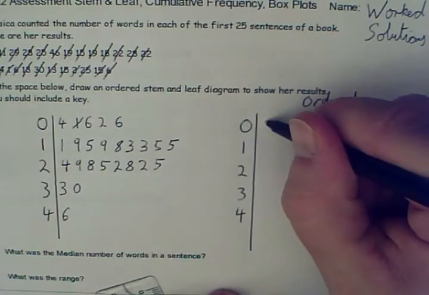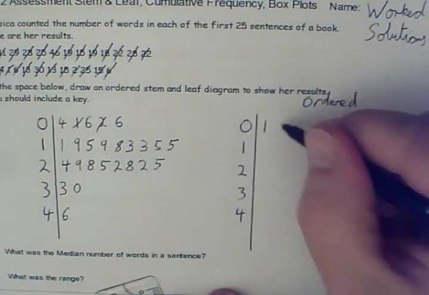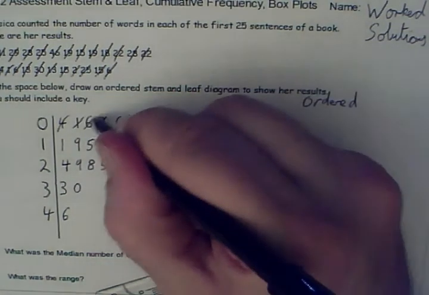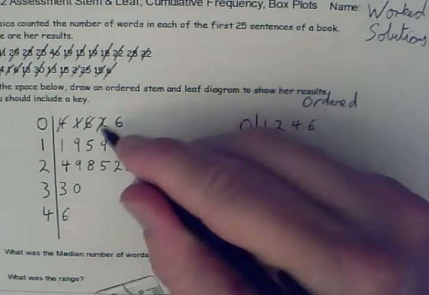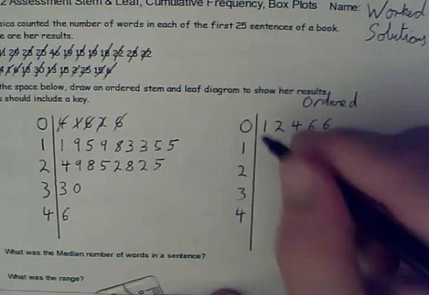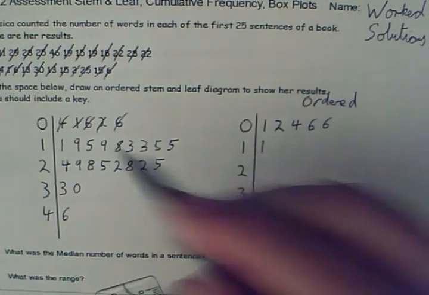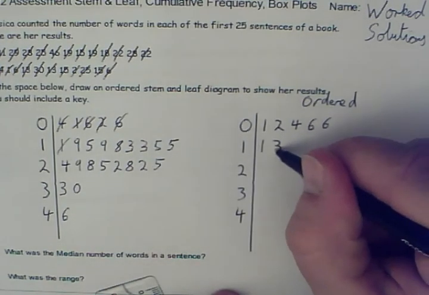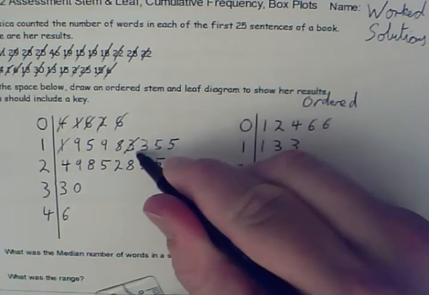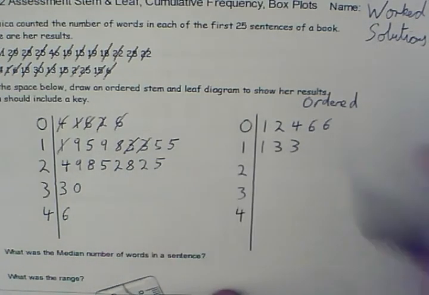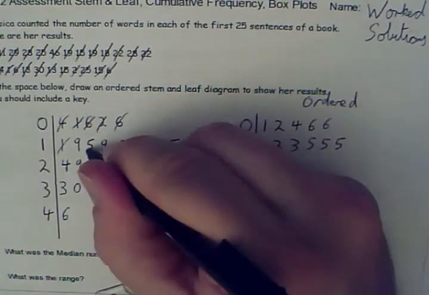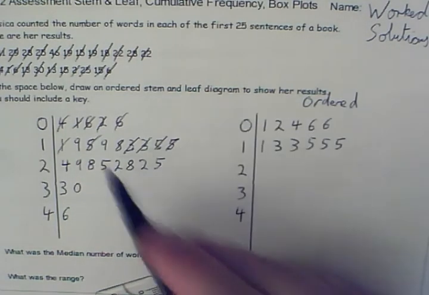So 1 goes in first, then 2, then 4, 6, and 6 again. 11 goes in first there, then no 12s, 2 13s, no 14s, 1, 2, 3 15s, so an 18 and an 18 and 2 19s.